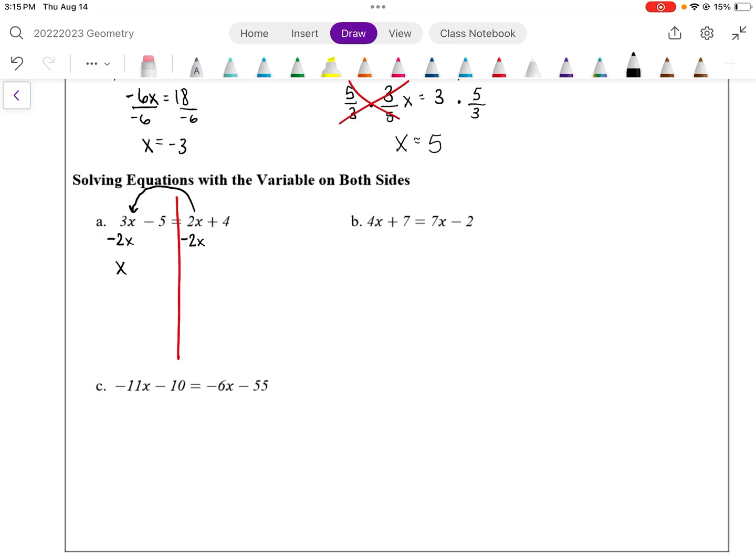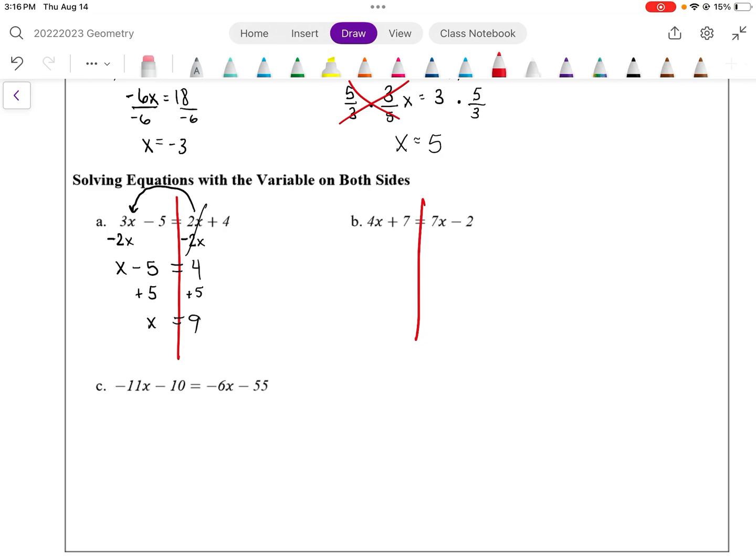So let's write down what we have. 3x minus 2x is 1x, or just x. My negative 5 is untouched. My 2x is gone, because that's 0. And then I have a 4. And then this looks just like the other equations we did. To get rid of the minus 5, we're going to add 5 to both sides. X equals 9.